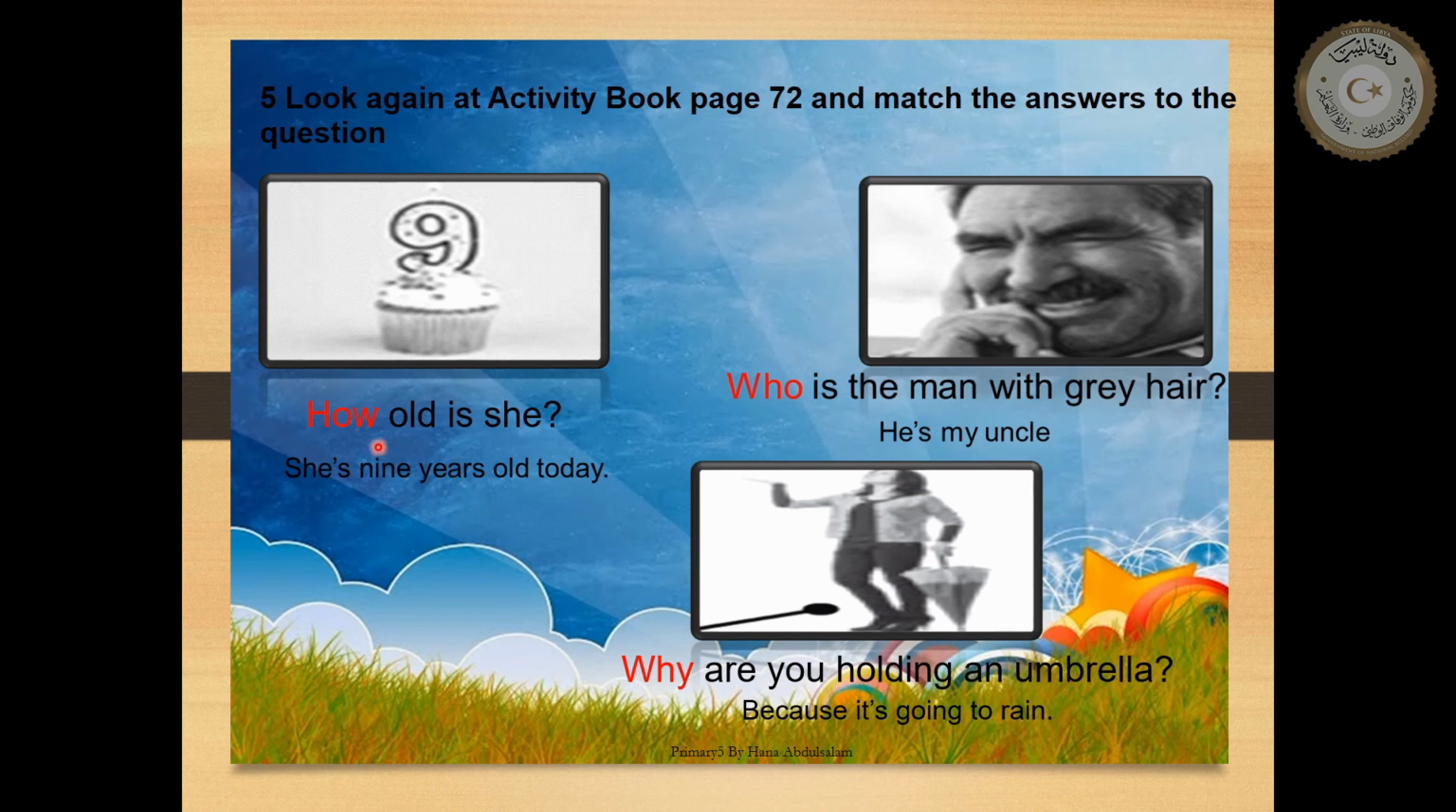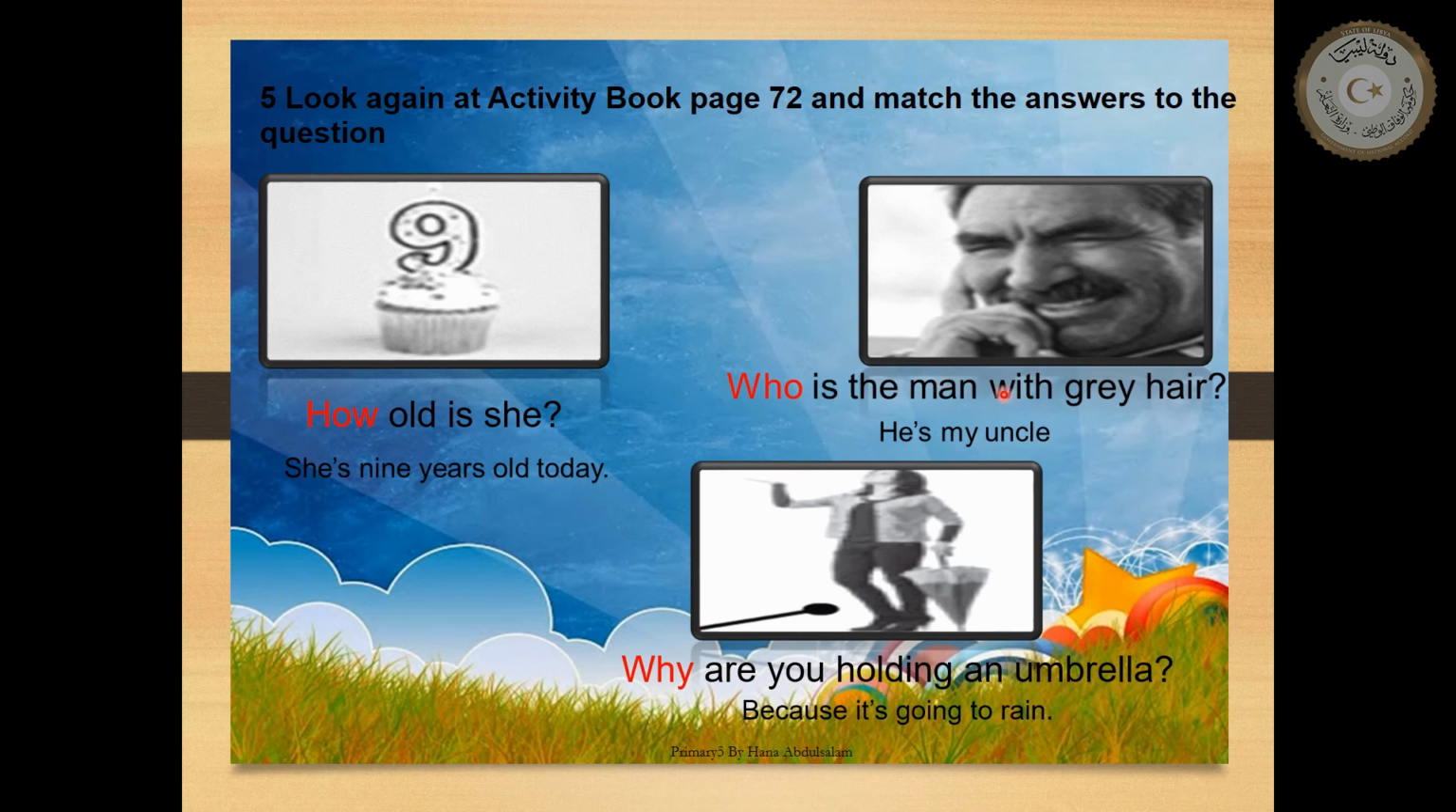So here we have, how old is she? She's 9 years old today. Why do I use how? Because how is for a number. Excellent. When we ask about a number, we use how. How old is she? She's 9 years old today.